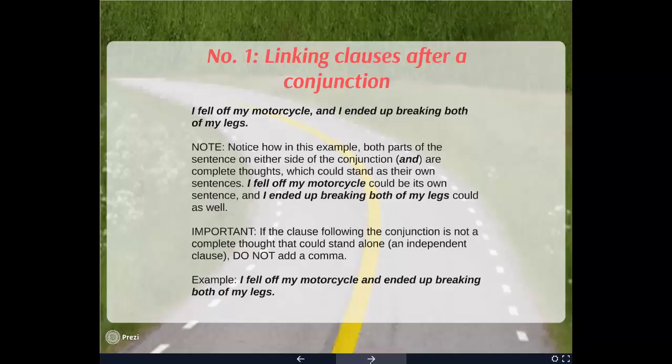Example, I fell off my motorcycle and ended up breaking both of my legs. Ended up breaking both of my legs lacks a subject, therefore it's not a complete thought and would not require that comma.